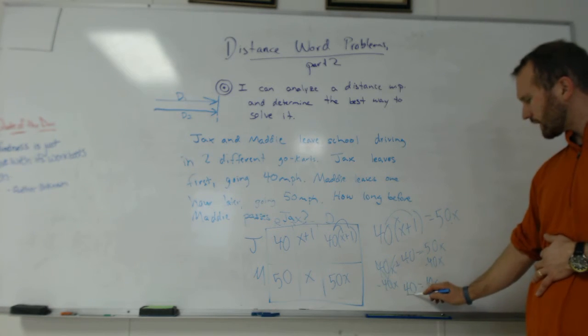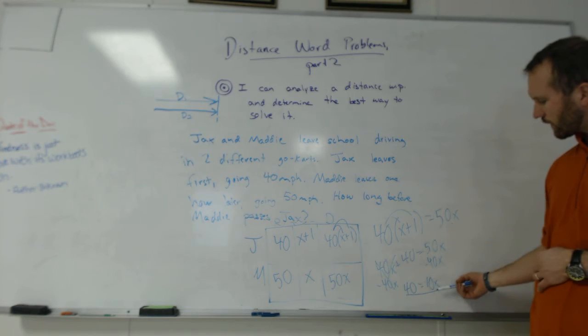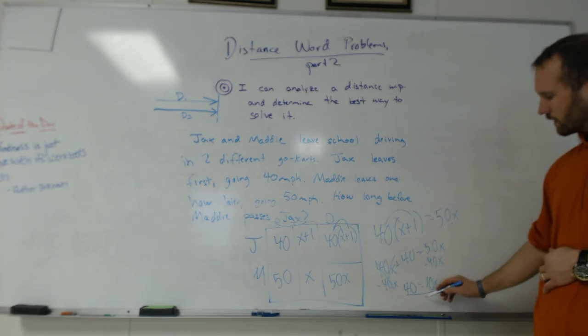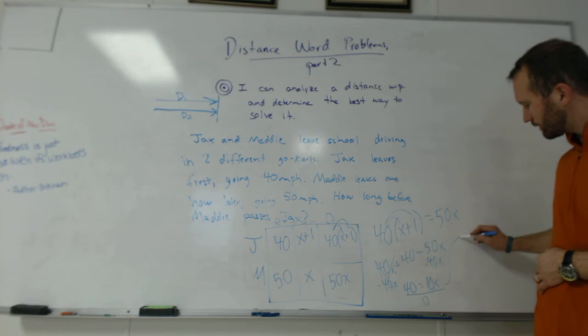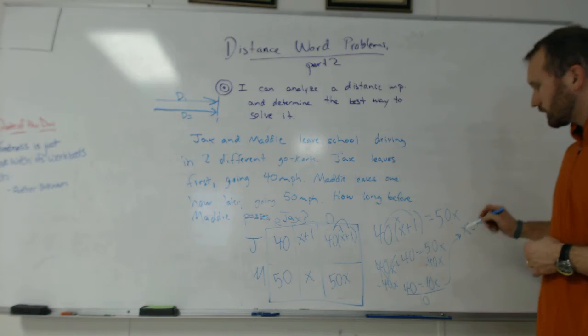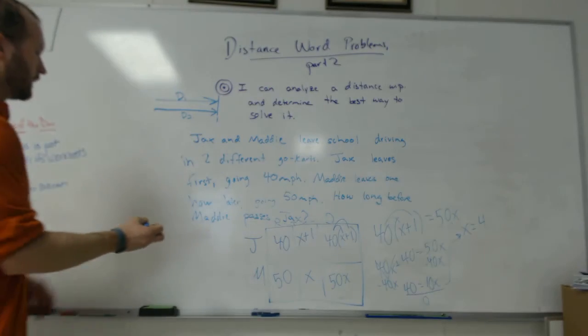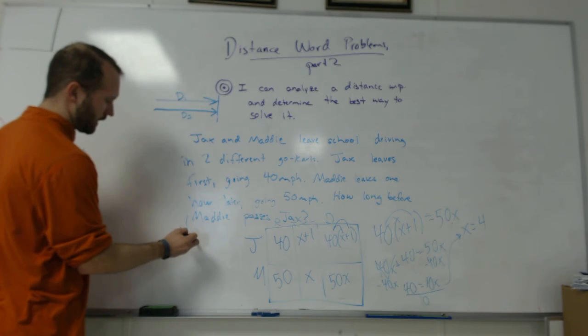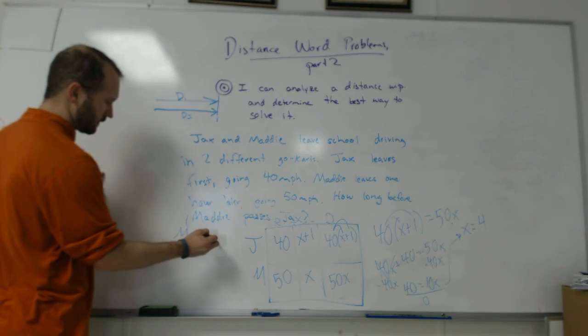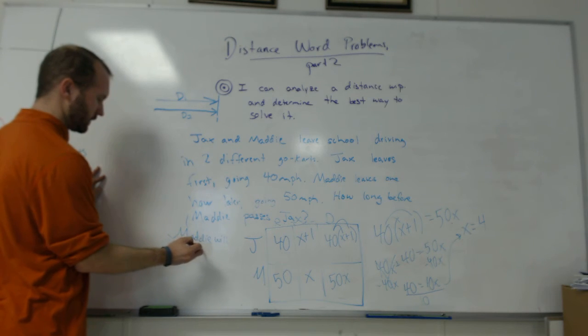Now I divide both sides by what? What's the number in front of x? Divide both sides by 10. x equals 4. So what is my final answer? Maddie will pass Jax in 4 hours. Nice.